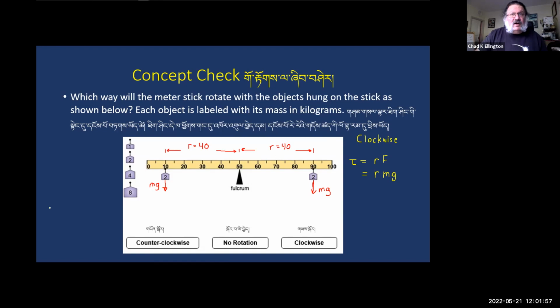Then the mass on the other side, on the left side, we can see once again the torque for it would be the same expression, RF.